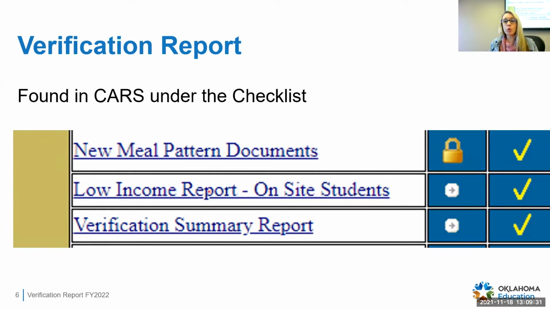So the verification report is found in CARS under the checklist, and you can see it here on the screen. It's underneath where you see low income report. I think it's the very last report we have on there. Is that still the case, or is equipment grant the last one? But it's right there towards the end. You'll see verification summary report. And at the end, I'll tell you when that becomes available to you. It cannot become available to you till December, but it will show up, and I'll show you when it will show up. But we just wanted to go through the process.